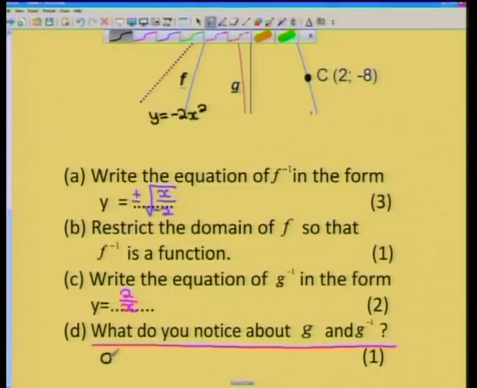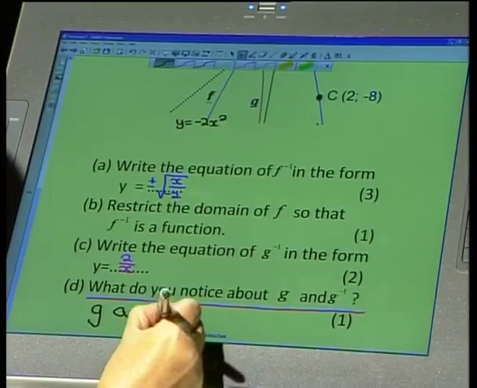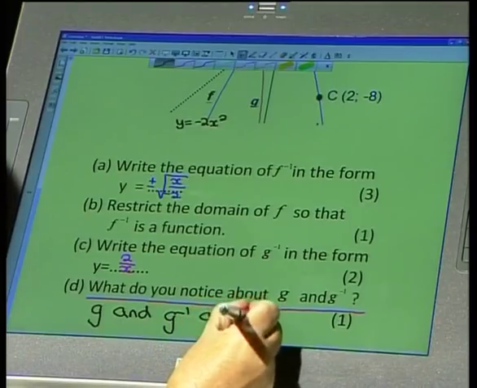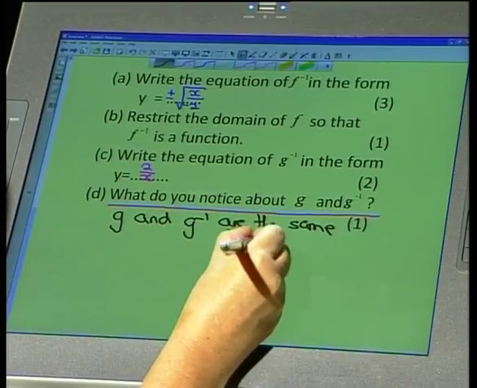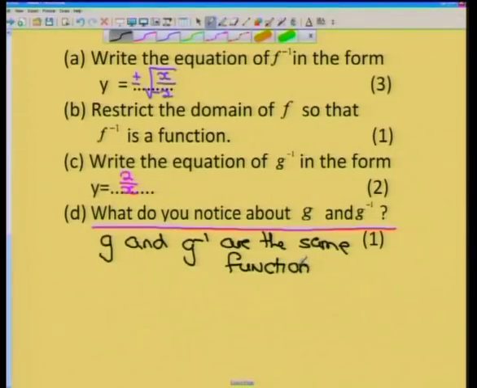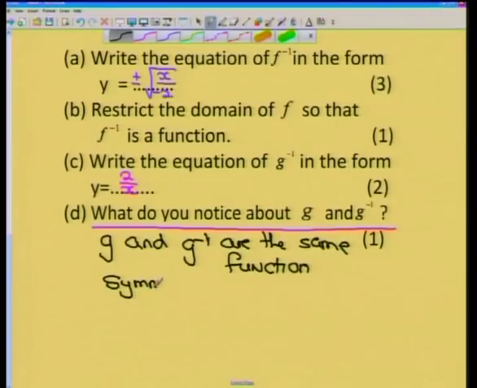So here we go. G and g to the minus 1 are the same function. And are you happy with me using the word function? I think we've established very clearly at this stage that hyperbolas are functions. They are actually one-to-one functions, which makes sense then that their inverse is also one-to-one. So we've established that that's the case, and the reason would be that there is symmetry about y equals x. Okay, good. So now let's go and look at the next question.